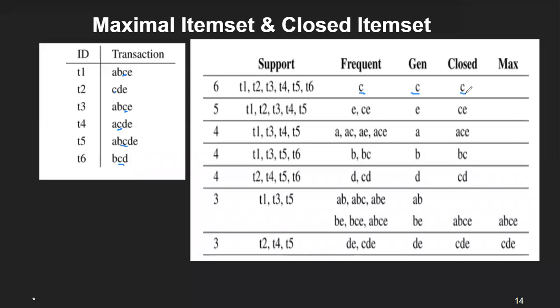Why do we call it closed? Because immediately after the first transaction, in the second transaction C is present, again in the third transaction immediately this item is present, immediately in the next item set it is present, immediately it is present. That's why it is called a closed item set. I hope everyone is clear on the concept of a closed item set.